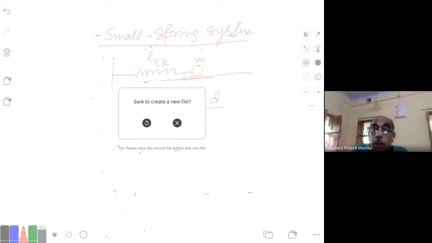Okay, so this is very simple. Just tell me what will be the Lagrangian, because this is a very simple problem, and you can find the Lagrangian again.